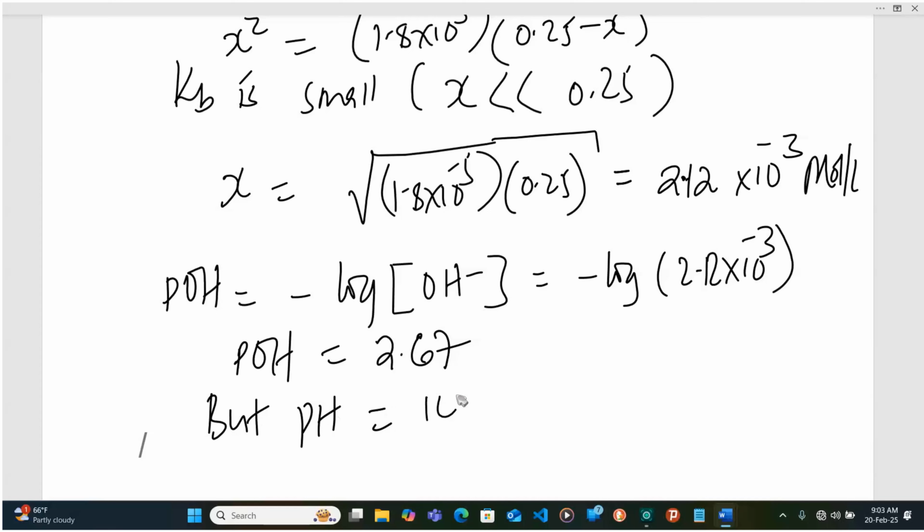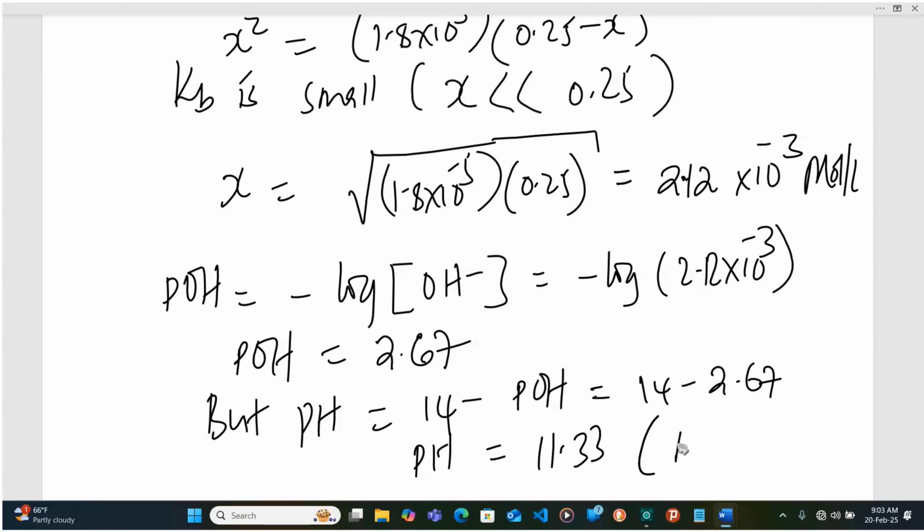But we know pH is equal to 14 minus pOH. That is at 25 degrees Celsius. This is 14 minus 2.67, and then our pH is equal to 11.33, and the solution is basic.